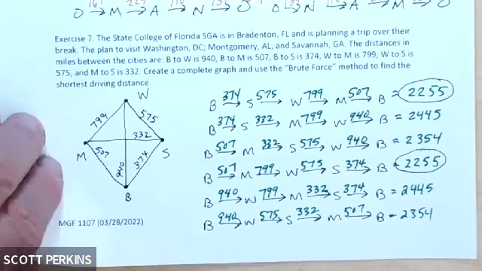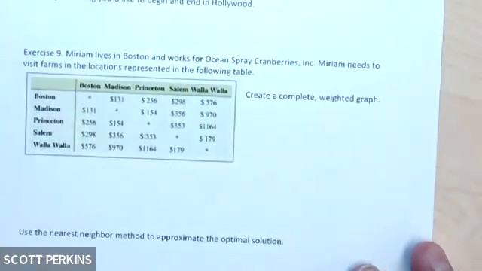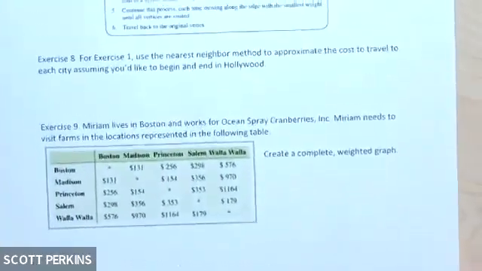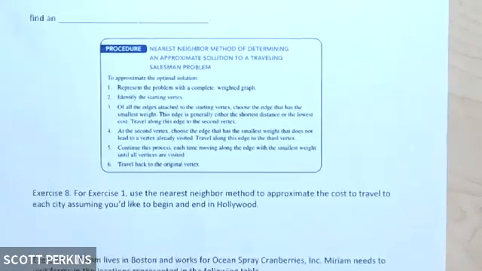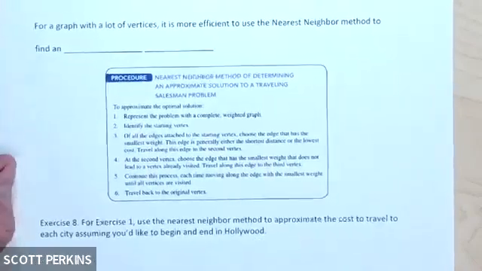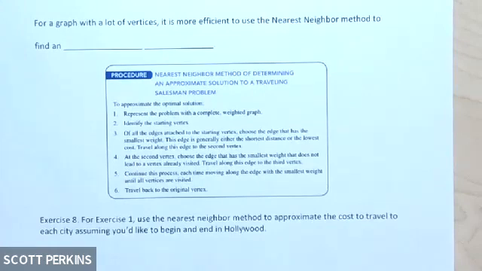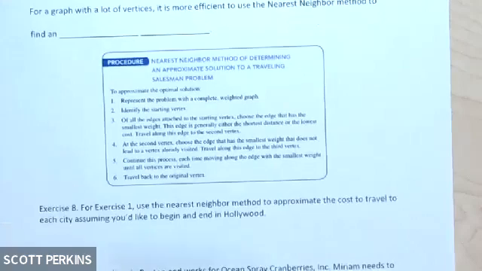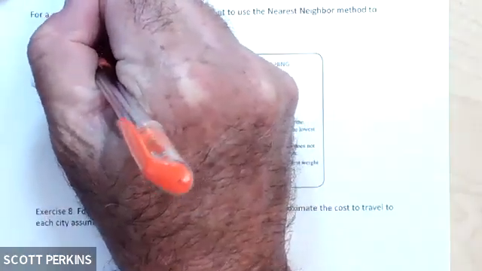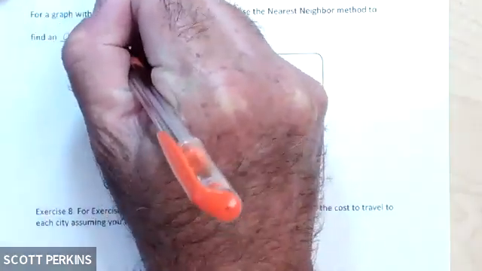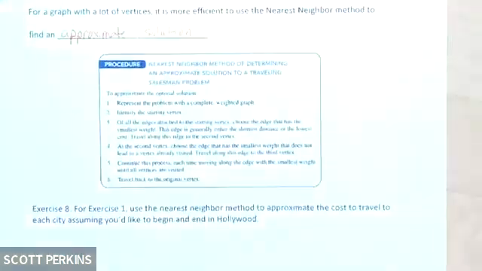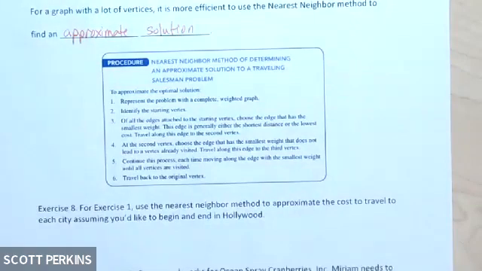Okay, well then we're flipping to the last page. If you have anything for me beyond that, let me know. So for a graph with a lot of vertices and you don't have a computer, for us, it's going to be more efficient to use what's called the nearest neighbor method. And what the nearest neighbor method yields for us is an approximate solution. On your page, I copied and pasted the book's chart on how to do the nearest neighbor method.